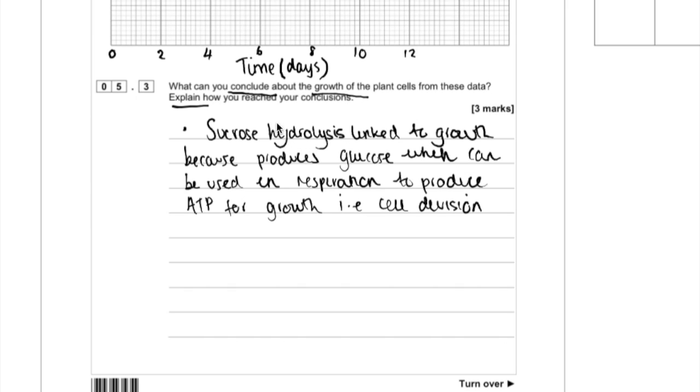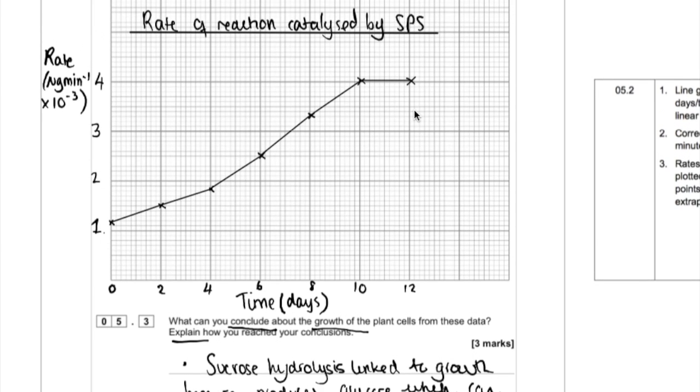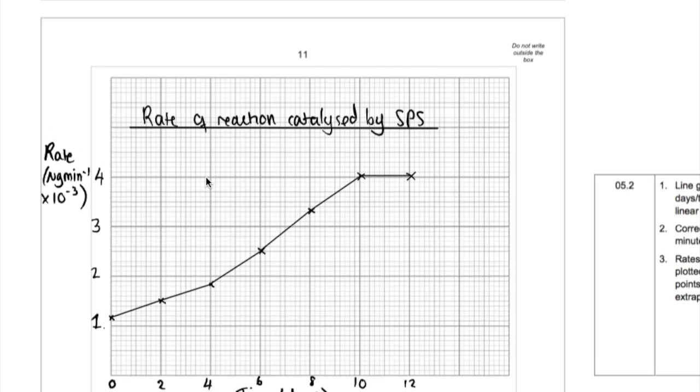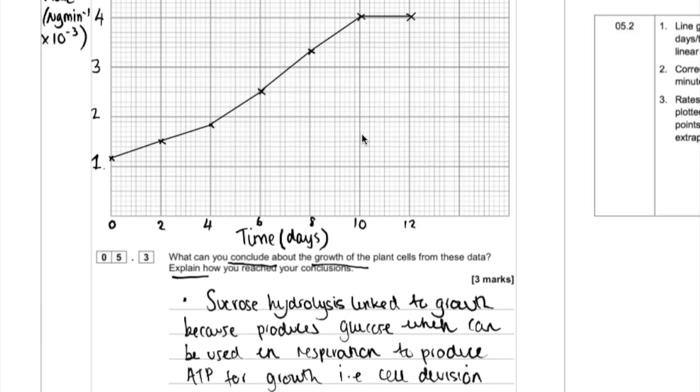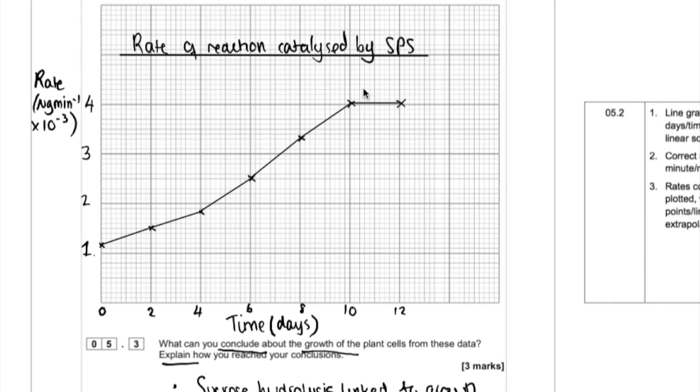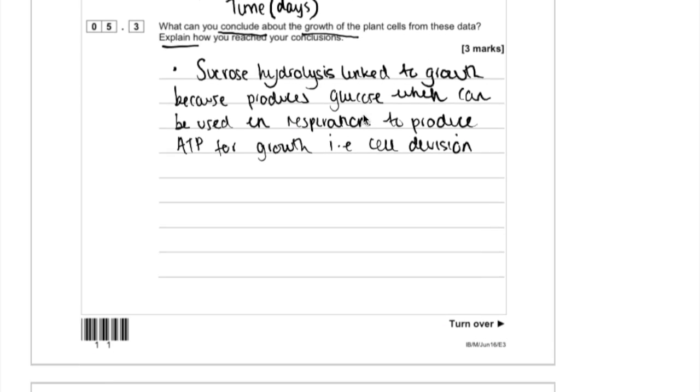But now we need to conclude something about the growth of these particular plant cells from the data. So let's have a look at the data. So we can see the rate of sucrose hydrolysis gradually increases, then increases quicker, but then levels off. So what we can infer from that is up to this point at 10 days, we're having growth, we're having more growth. Then after this point, growth is remaining constant because the amount of glucose that's being hydrolyzed is staying constant.